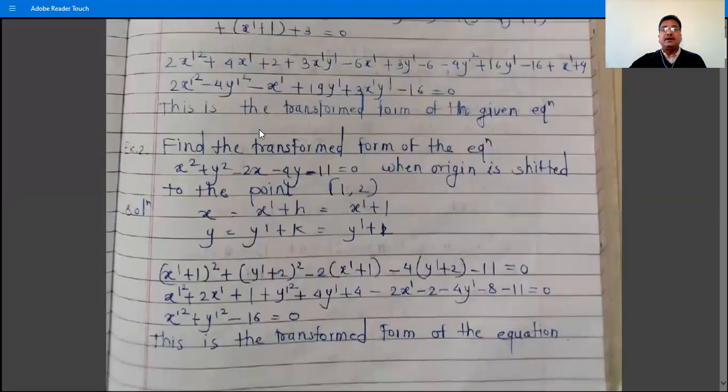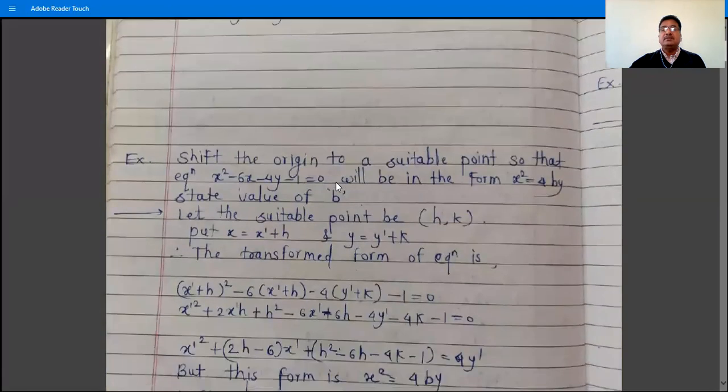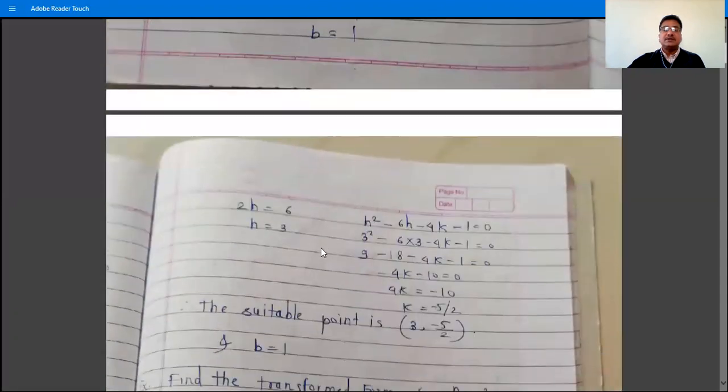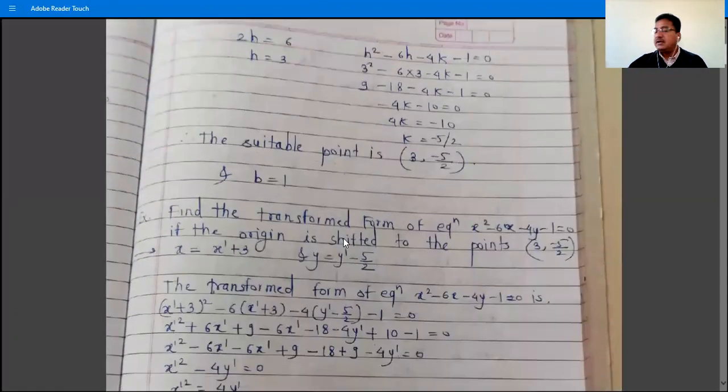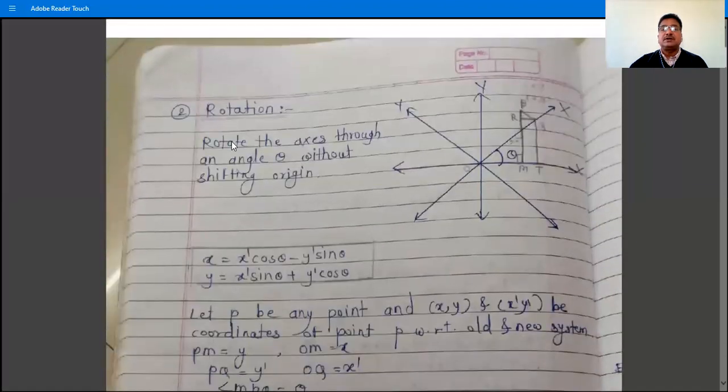That is, if I have to find the transformed form of the given equation, then substitute x is equal to x dash plus h, y is equal to y dash plus k, where h and k is the new origin. So the next point is rotation. What is the meaning of rotation? Rotation means rotation of axes through an angle theta without shifting the origin. So this is the rotation. That is, if we rotate the axes x and y through an angle theta, then what are the new positions? This is the new position of the x axis, and this is the new position of the y axis.